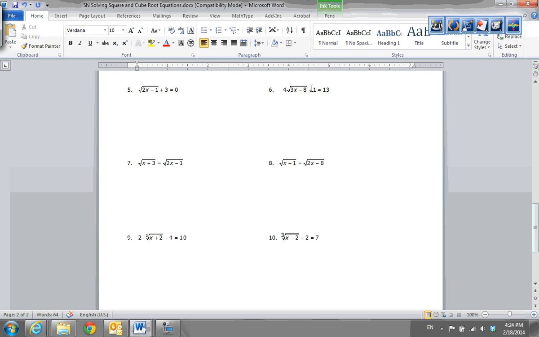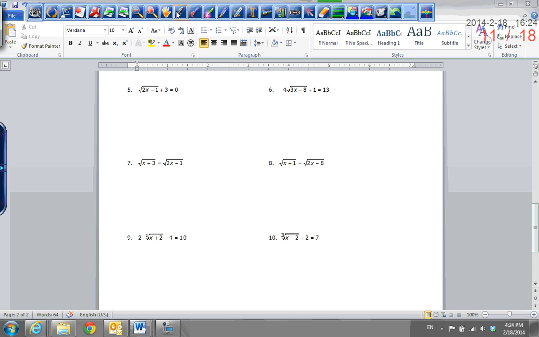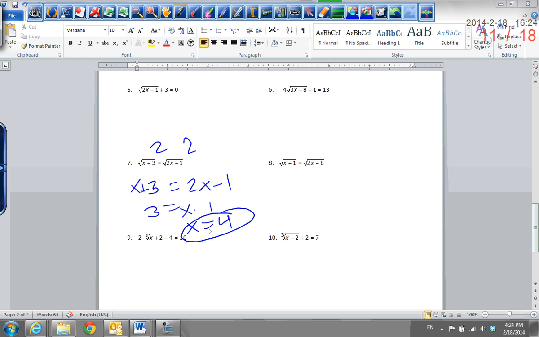Number 6, you subtract 1, then divide by 4. Number 7 and 8, anytime you got square roots on opposite sides, we can just square both sides. So I get x plus 3 equals 2x minus 1, and then we're just bringing the baby to the mama. So I got 3 equals x minus 1, so x is 4. And we plug it back in, we get 7 and 7.